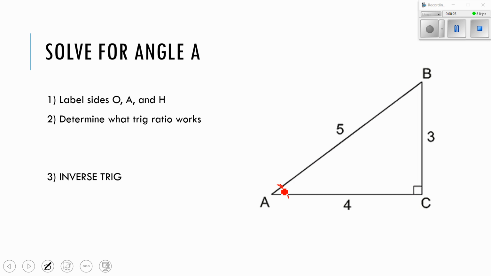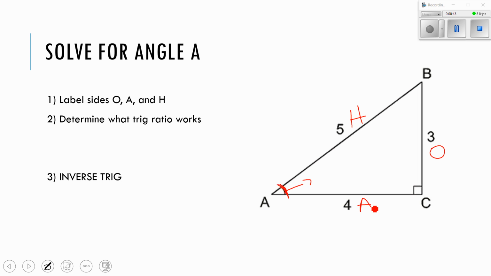First, we're going to label our sides opposite, adjacent, and hypotenuse. Hypotenuse is across from the 90, so I'm going to label that side 5 as H. Opposite means across from the angle we marked, so opposite A would be 3, which means 4 is our adjacent.